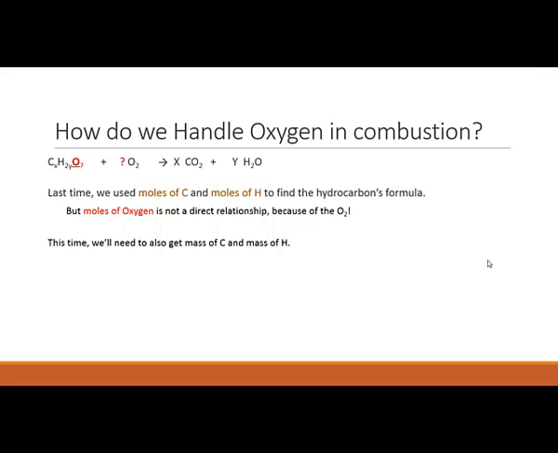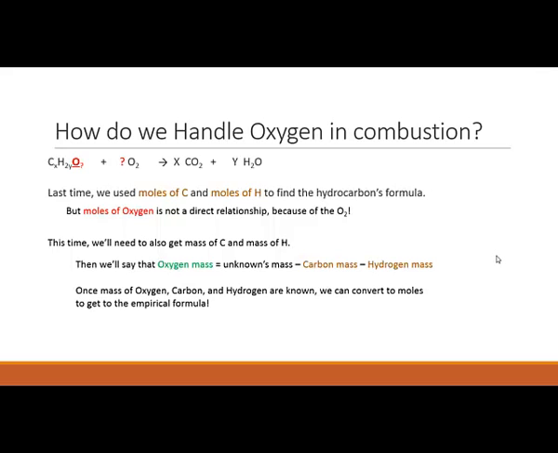A better approach is this. When we find our moles of carbon and hydrogen, we find their mass as well. We then take the original mass of the unknown compound, minus the mass of carbon, and minus the mass of hydrogen. Whatever is left over must be the mass of oxygen, since it's the only element that we haven't calculated yet. We can follow that up by converting oxygen to moles, which means we would know the moles of all three elements. This allows us to calculate the empirical formula as before.